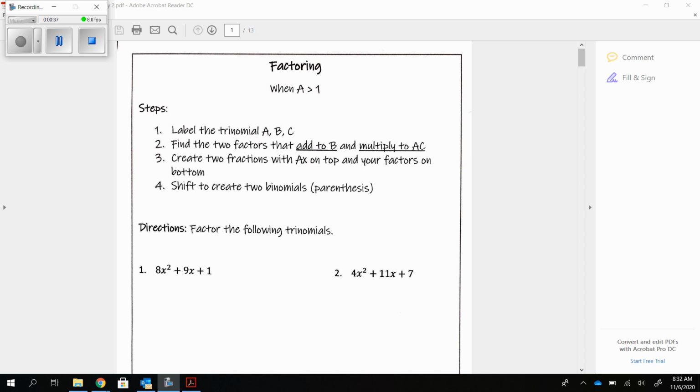Then our next step, create two fractions with ax on top and your factors on the bottom, and then we're going to divide. If we can divide them, then we just simplify, same old, same old. Then we shift it to create two binomials, and this will make sense when we do the example.